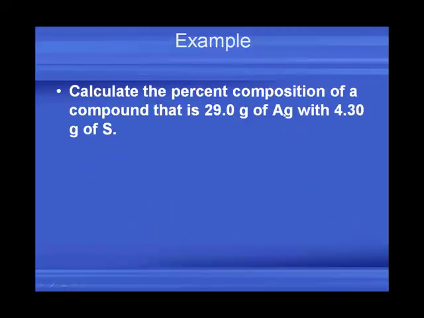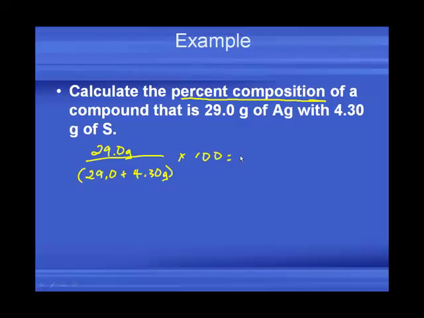You want to calculate the percent composition of a compound that is 29 grams of silver with 4.3 grams of sulfur. Since it doesn't specify, we want to figure out the percentage of each element. So let's do silver first. The part we're looking for, 29.0 grams, divided by the whole thing, well, that would be 29.0 grams plus 4.30 grams, times 100 is our problem.